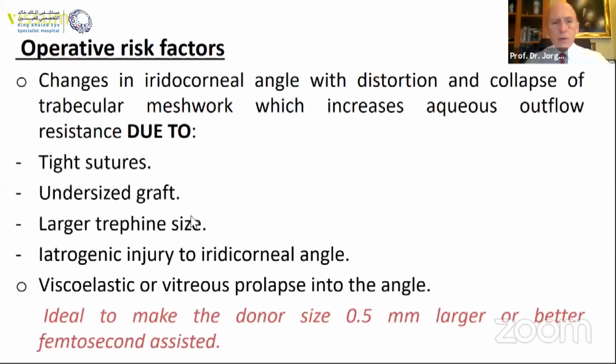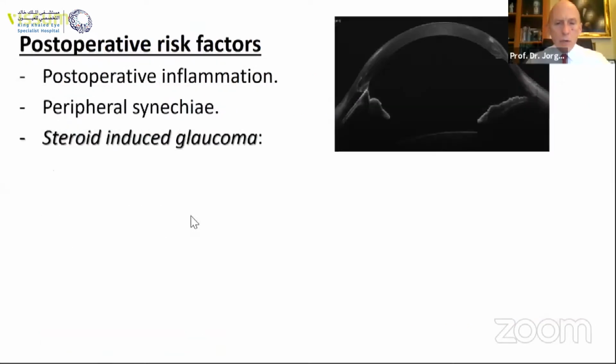It is for these reasons that traditionally it is advised to oversize the donor relative to the recipient by 0.5 millimeters, something that is not that necessary if you use femtosecond laser, because in these cases the adjustment of the donor to the recipient is much more perfect, especially if you use modern profiles for the trephination.